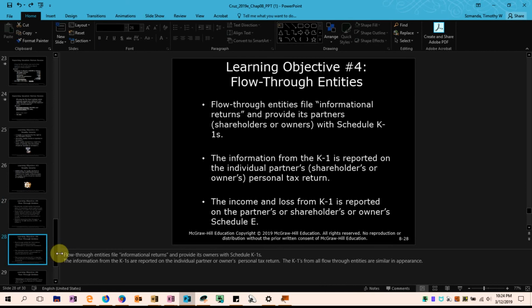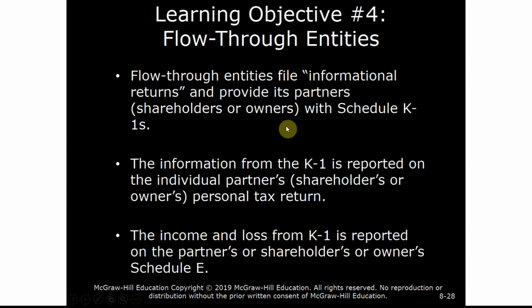As I said, just to review a little bit, the flow-through entities do have to file informational returns. For example, a partnership would file Form 1065, and then it would send K1s down to the owners, just to let them know this is your share of the operating income, this is your share of any Section 179 expenses, this is your share of any capital gains and losses, and this is your share of any contributions that the partnership or S corp made. And as I said, any income or loss is reported from K1 onto Schedule E of the owner's tax return.